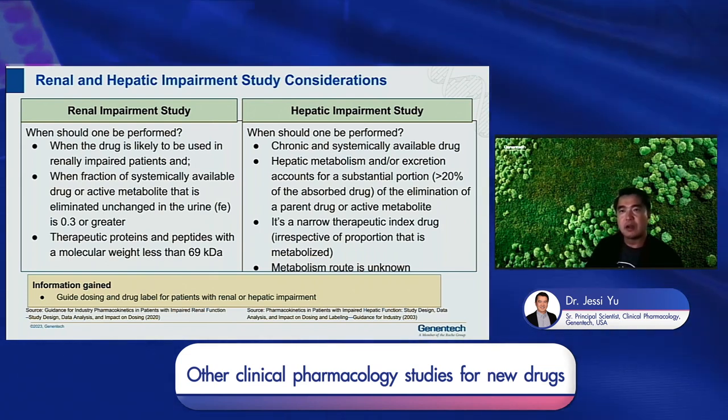Then for the hepatic impairment study, similarly, if your drug is expected to be administered chronically, and the liver is expected to make a major contribution to your drug metabolism and elimination, you will be expected to conduct a hepatic impairment study. Or if your drug has a very narrow therapeutic window, in that case, regardless of whether the liver plays a major role in drug excretion, you are also expected to do hepatic impairment studies. And really the goal here is to use the study information to guide the dosing in those two special populations.